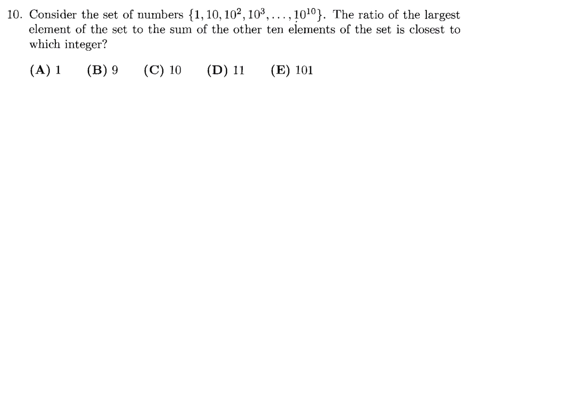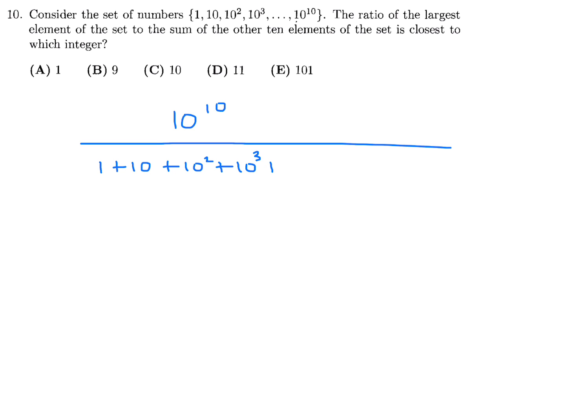Consider the set of numbers 1, 10, 10 squared, 10 cubed, all the way up to 10 to the power of 10. The ratio of the largest element of the set to the sum of the other 10 elements of the set is closest to which integer? So the largest element of the set is obviously 10 to the power of 10. And then the sum of the other 10 elements would be 1 plus 10 squared plus 10 to the power of 3, dot, dot, dot, all the way until 10 to the power of 9.